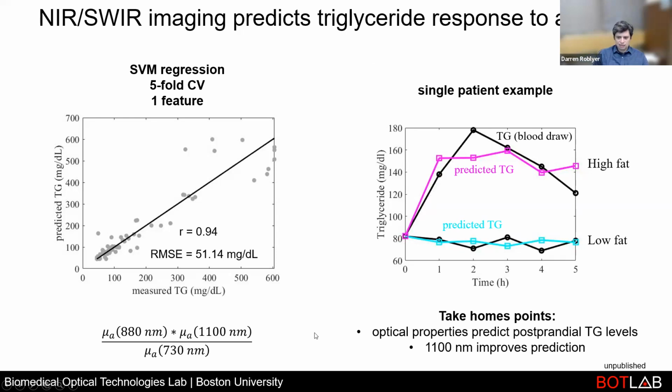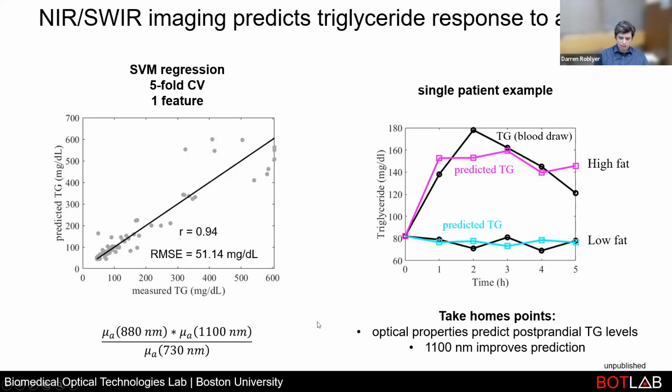It's telling us that optical properties measured in the skin might be able to tell us about the triglycerides without invasive blood draws, or at least without serial blood draws. And what's interesting about this is that the 1100 nanometer shortwave infrared wavelength really did provide the best prediction when we included it in the composite metric.